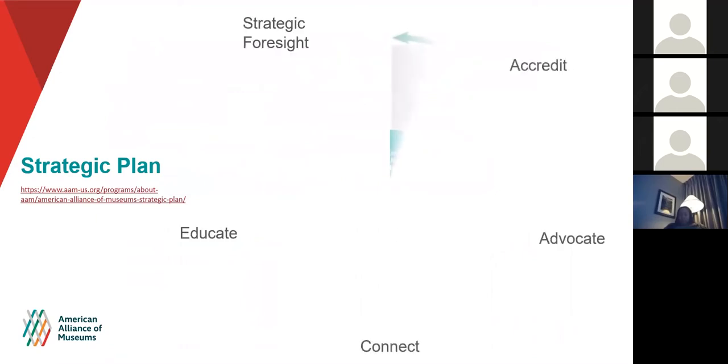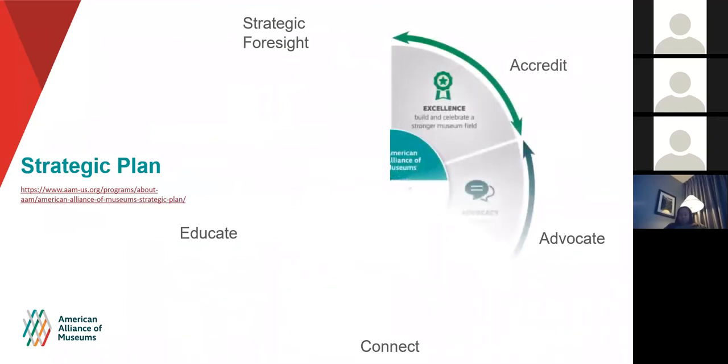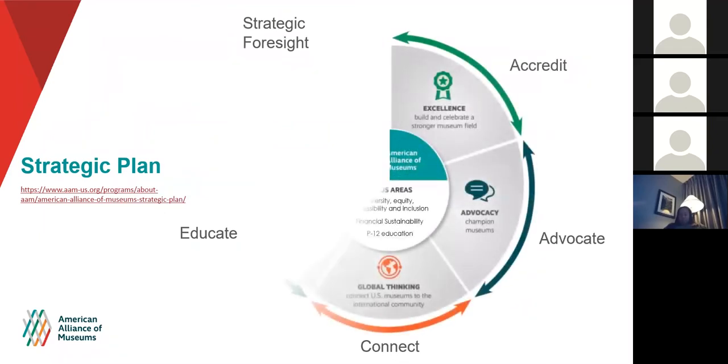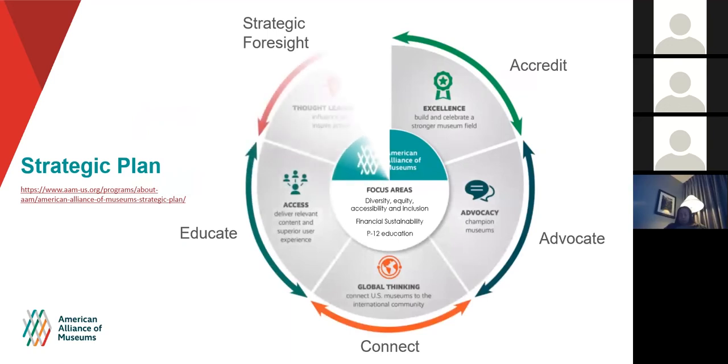Our strategic plan is powered by our what we do: accredit, advocate, connect, educate, and provide strategic foresight. And the what we do are powered by our how and our why. So for accreditation, this is when we're talking about our continuum of excellence, as I know many participants on this phone call are already participants in.